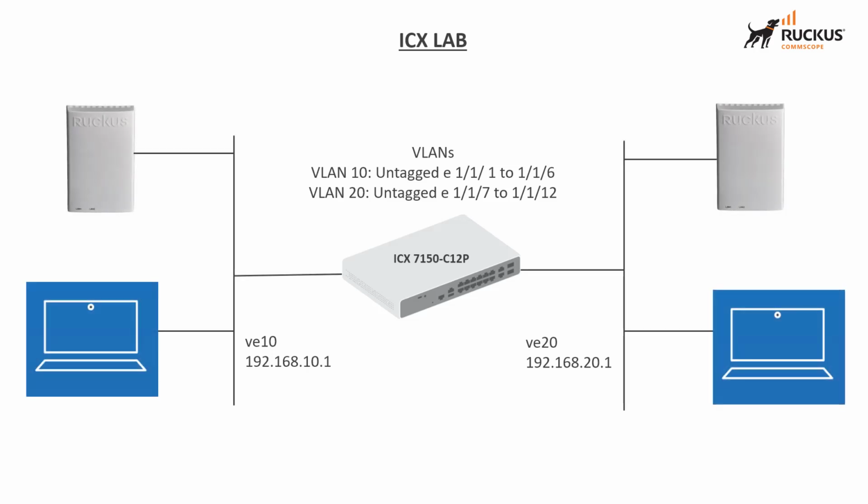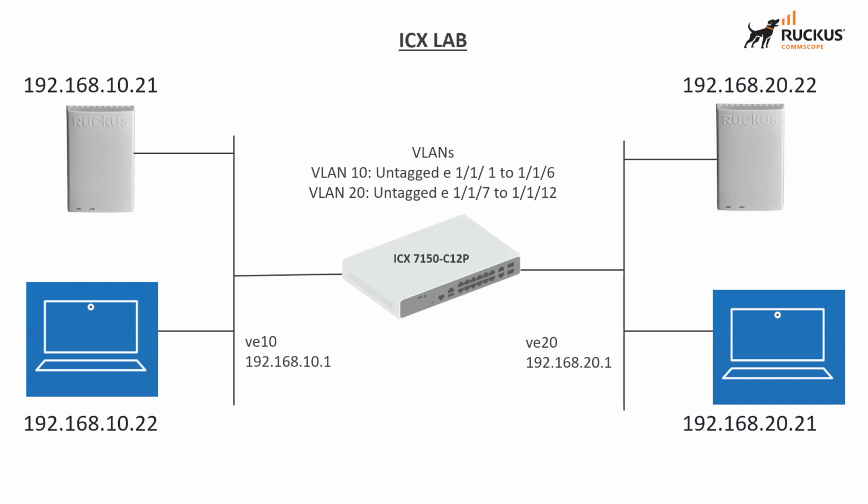On my LAN in VE10, I have a single H320 access point and a Windows 10 laptop. In VE20, I have an H320 access point and a MacBook Pro laptop. I have DHCP running for VE10 and VE20. You can see the IP addresses. The H320 in VE10 got an IP of 10.21, the Windows 10 got 10.22, the H320 in VE20 got 20.22, and the MacBook Pro in VE20 got 20.1. So that is the lab environment, pretty straightforward.